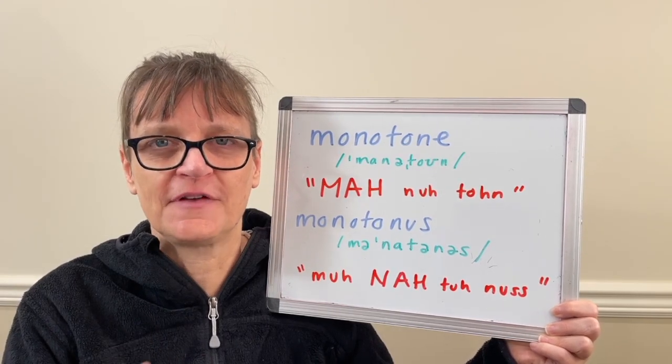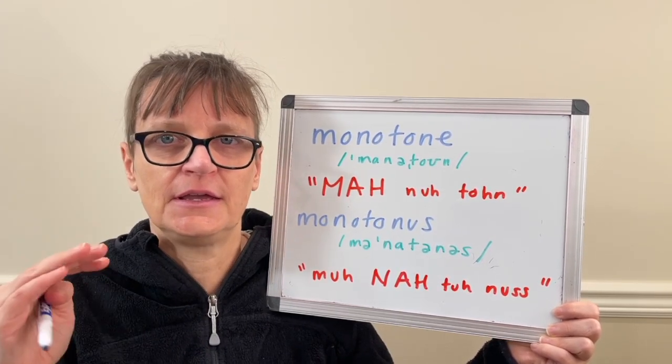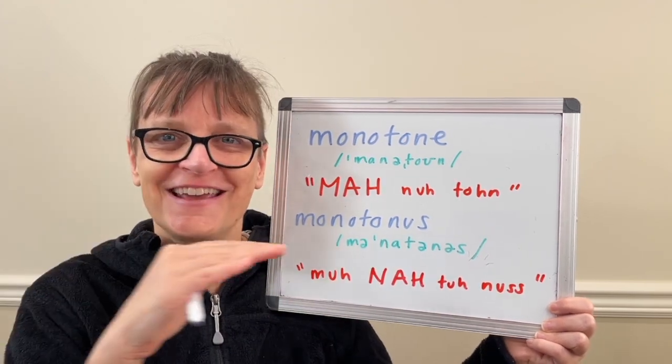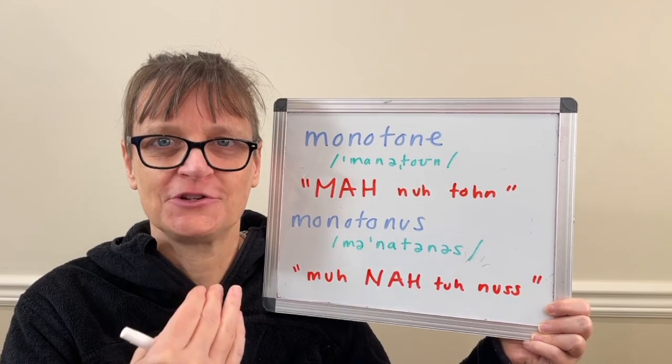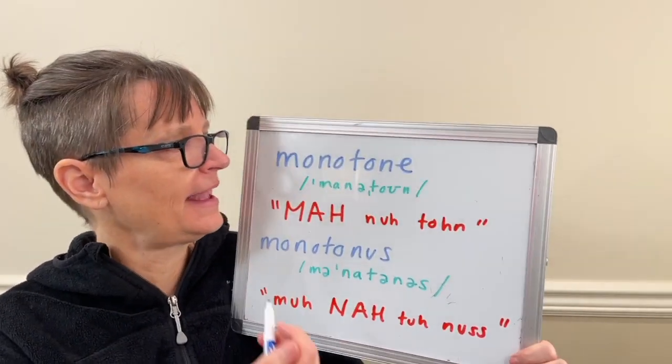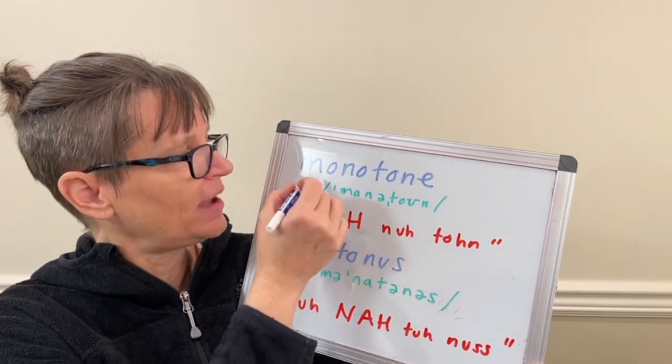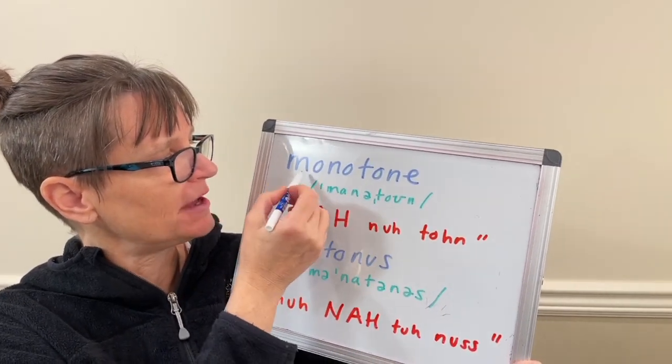For example, if I speak in a monotone voice, it means I'm not changing my pitch at all. So all staying on the same tone or pitch, monotone. Coming from one, mono being one. We have first syllable stress in monotone.